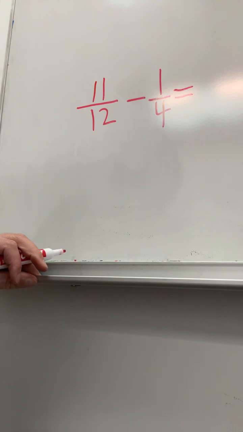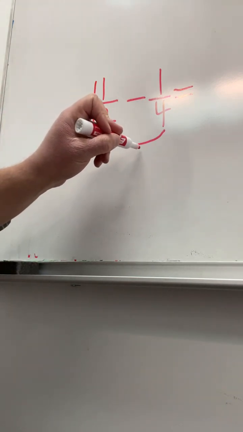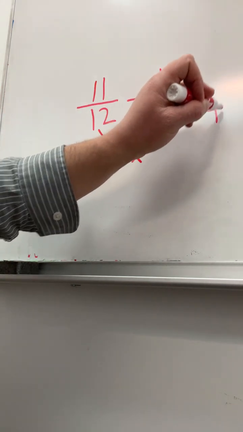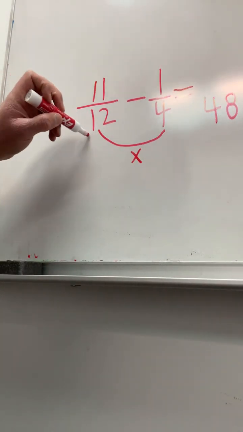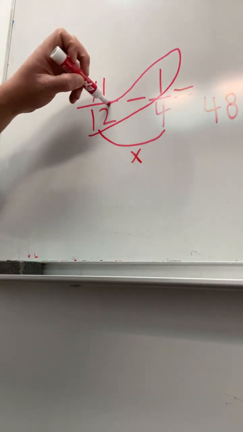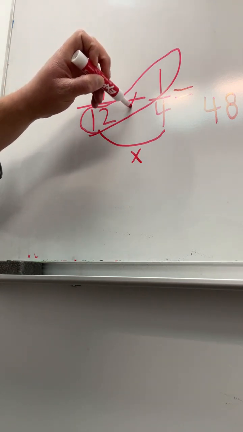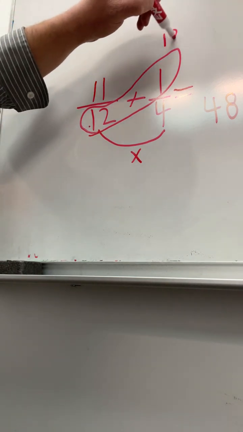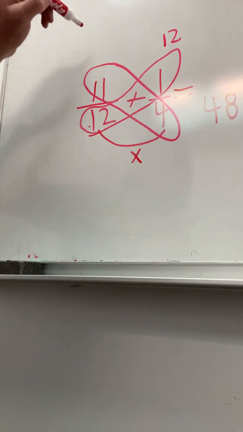All right, so first step, we multiply the denominators. 12 times 4 equals 48. Next, it's like crisscross applesauce. We are multiplying the opposite numerator to the opposite denominator. 1 times 12 equals 12. 11 times 4 equals 44.